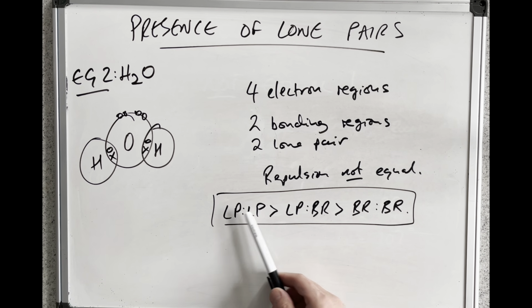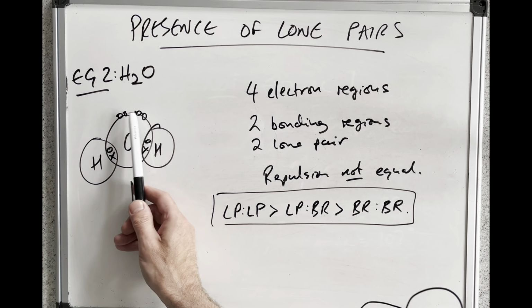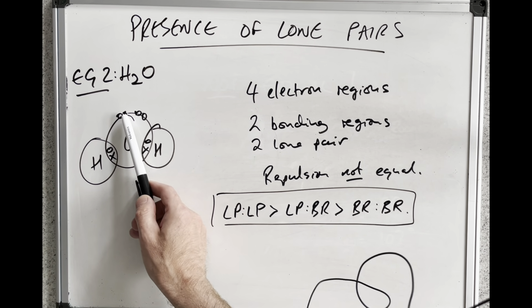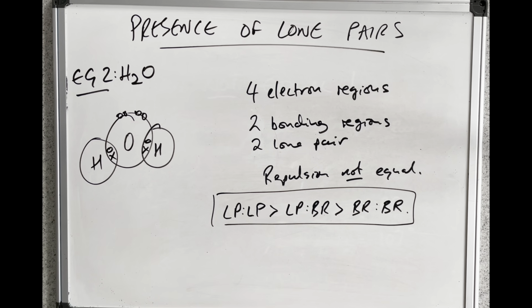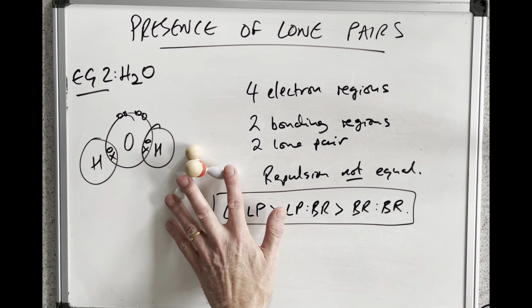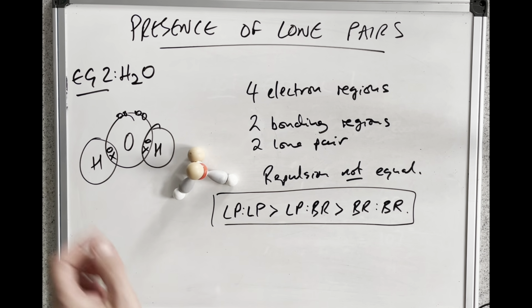So we've got lone pair to lone pair. Obviously, they're going to repel each other. That's greater than lone pair to bonding region. So that repels that, that repels that. And then bonding region to bonding region, they're repelling each other as well. So there is the model of the H2O molecule. So you've got your 2 bonding regions, your 2 lone pairs.